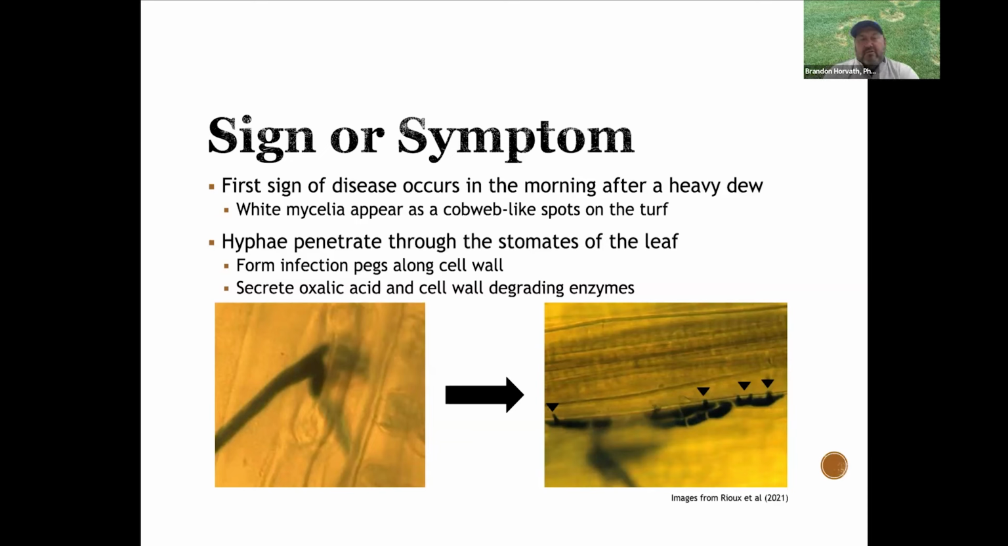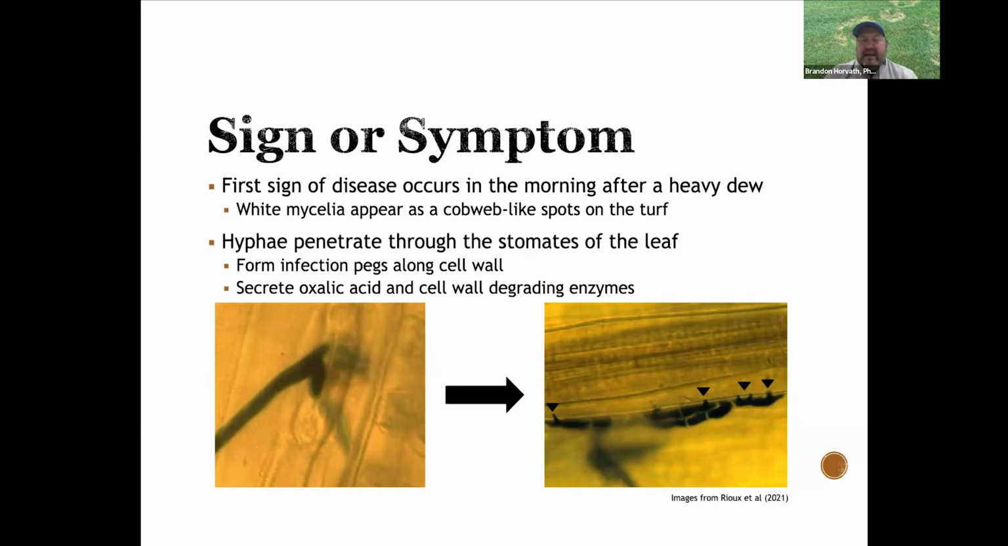And if you look at those lesioned areas, what you find is that this fungal hyphae actually get into the plant by penetrating through the stomates of the leaf. They will form an infection peg and then push those cells apart and make their way in. In the process of that, they will secrete things like oxalic acid and other cell wall degrading enzymes to break down the cellular structures, the waxes and things that are designed to keep organisms like dollar spot out.